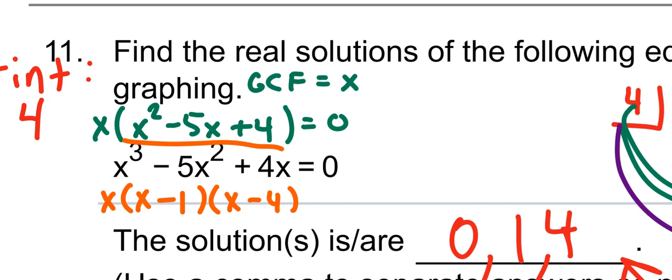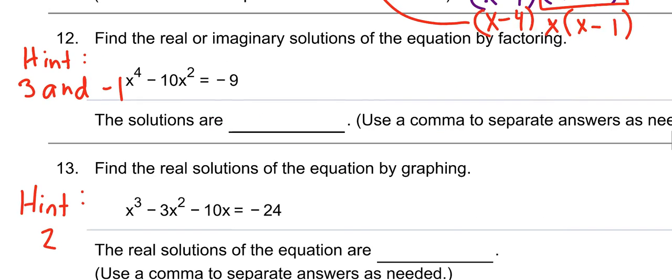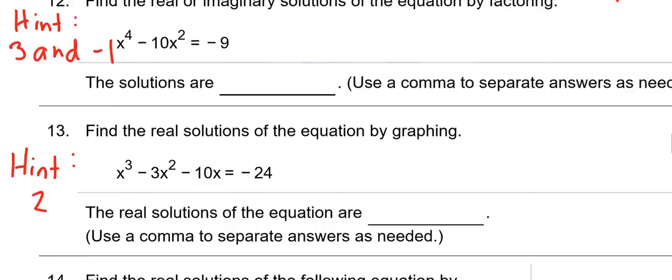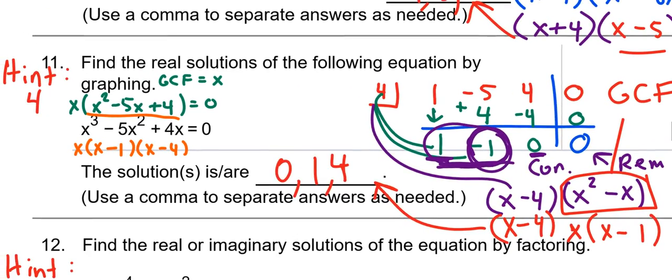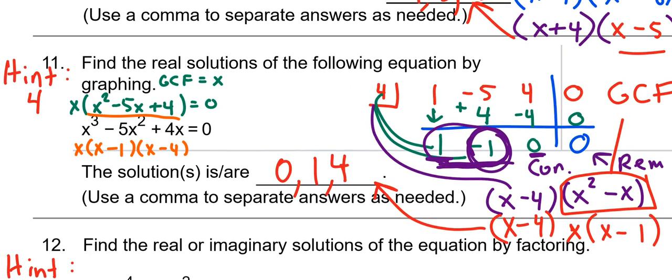In fact, do it right now, number 14. Jump down there, pull out the X. Go down to number 14, factor it quickly, and solve it. It won't take you much time now that you know that you don't have to do synthetic division.